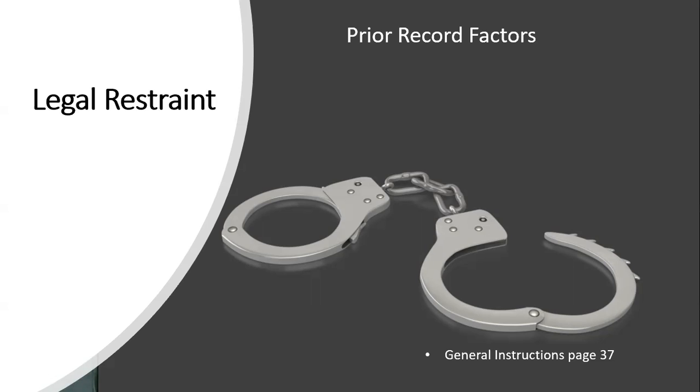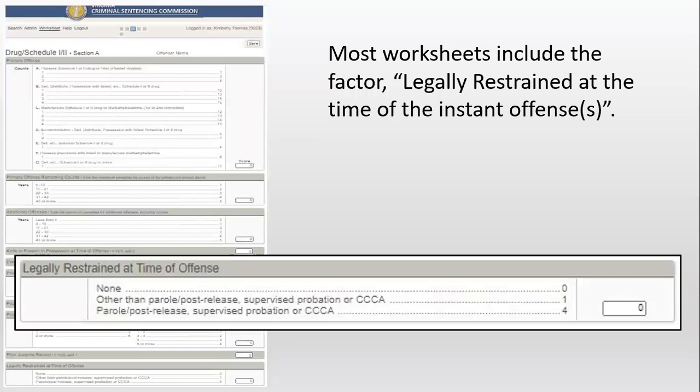In this video, we will provide a brief overview of the prior record factor legal restraint. Detailed instructions for scoring the legal restraint factor on the sentencing guidelines worksheet begin on page 37 of the general instructions section of your manual. Most worksheets include the factor legally restrained at the time of the instant offense.